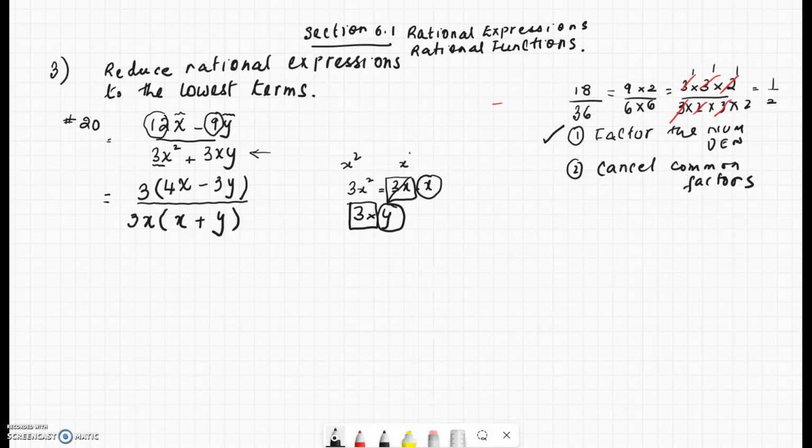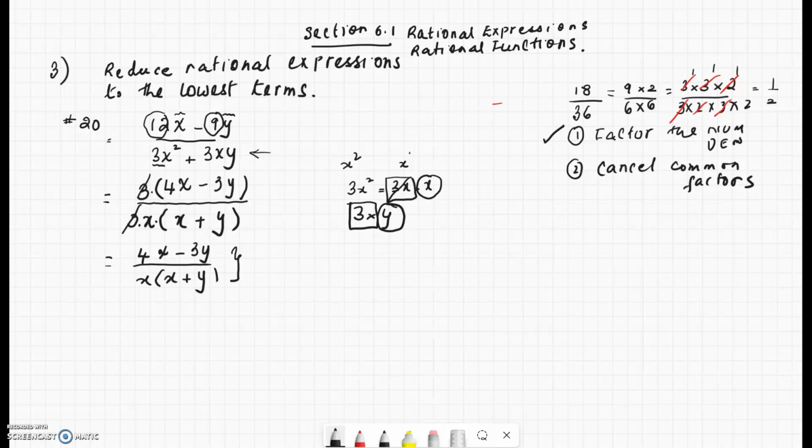So now in the numerator you have 3 times (4x minus 3y) in parentheses. In the denominator you have 3 times x times y. The only common factor is a 3. So we write this down. And sometimes the polynomials in the numerator and denominator may not even have a common factor. But that you'll find out only after factoring both the numerator and the denominator. So this is the polynomial in the lowest terms.